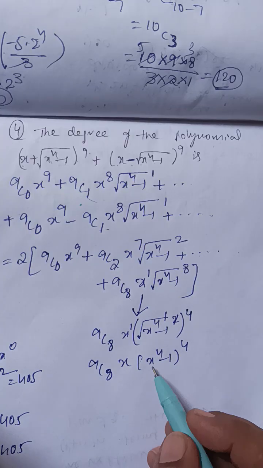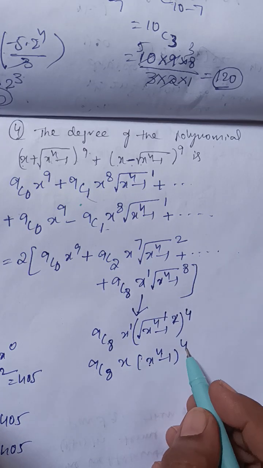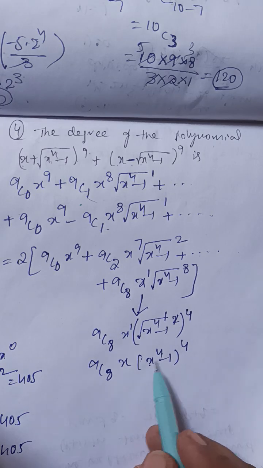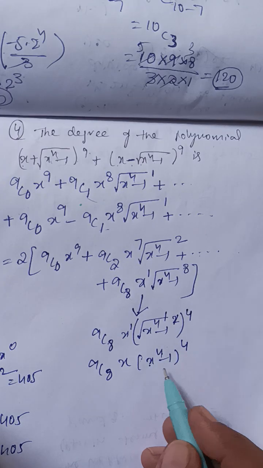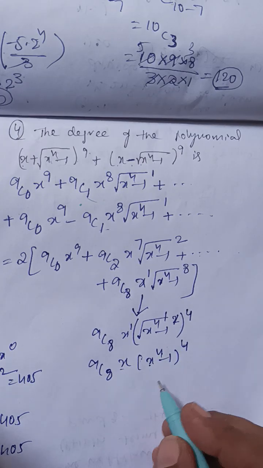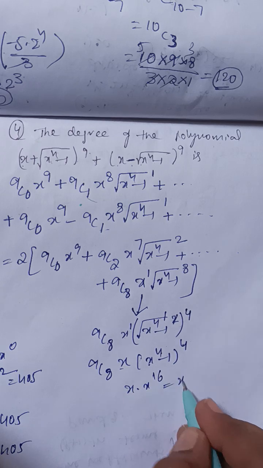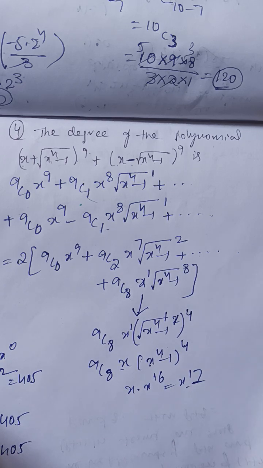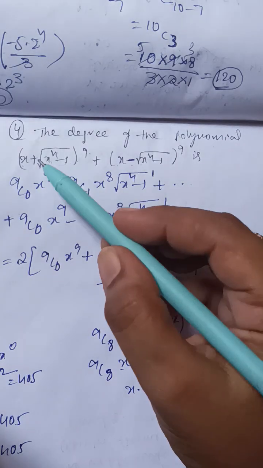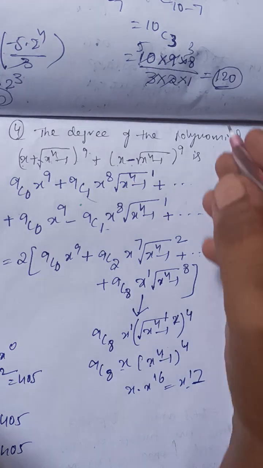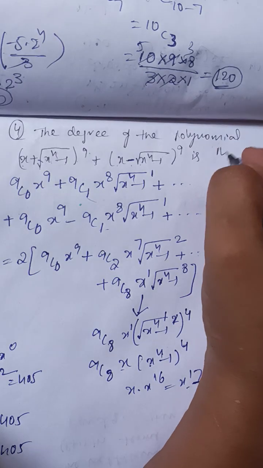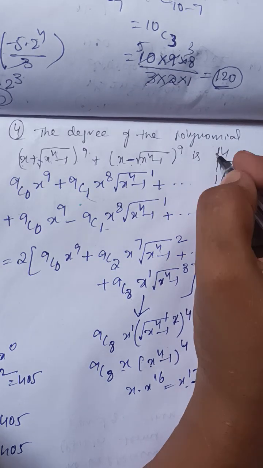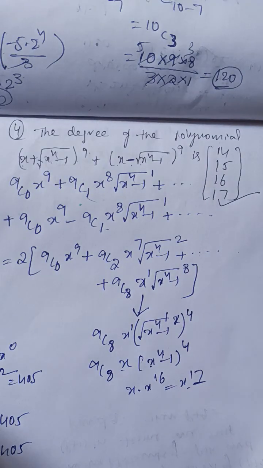So after expanding (x power 4 minus 1) whole power 4, it will be x power 16, and this is 1. So x into x power 16 is x power 17. So this is the highest power, which is called the degree of the binomial expansion. Here the options are 14, 15, 16, 17. So our answer is 17.